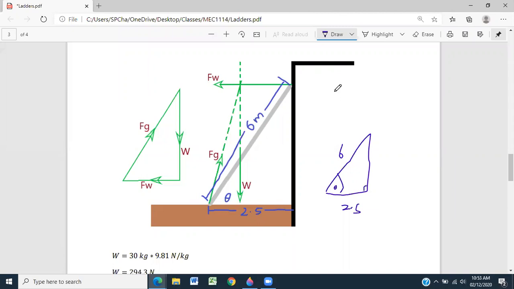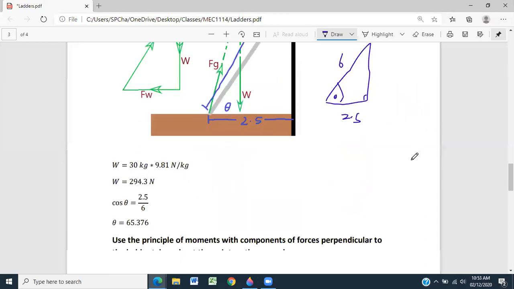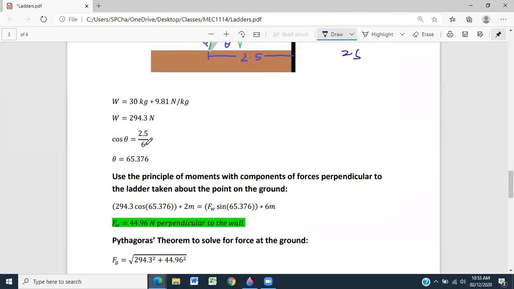So theta is equal to cosine inverse of 2.5 over 6. Everyone understand how we got this? Theta is equal to cosine inverse of 2.5 over 6. Right? Cosine theta is 2.5 over 6. Cosine inverse of that is 65.356 degrees. Yeah, degrees.